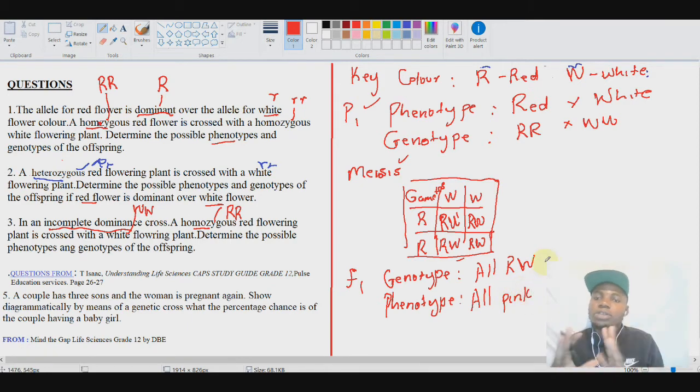Because with incomplete dominance, no one wants to submit to the other's authority. So that's why you have a different color which is not in either of the parents. The parents were red and white, and the offspring is pink. Okay, and that is all for number 3.